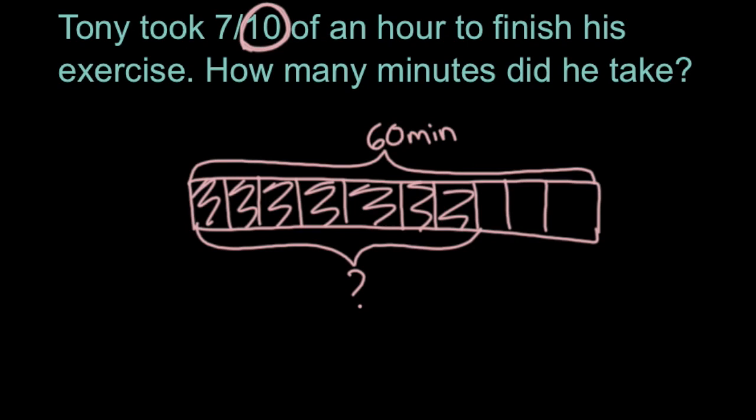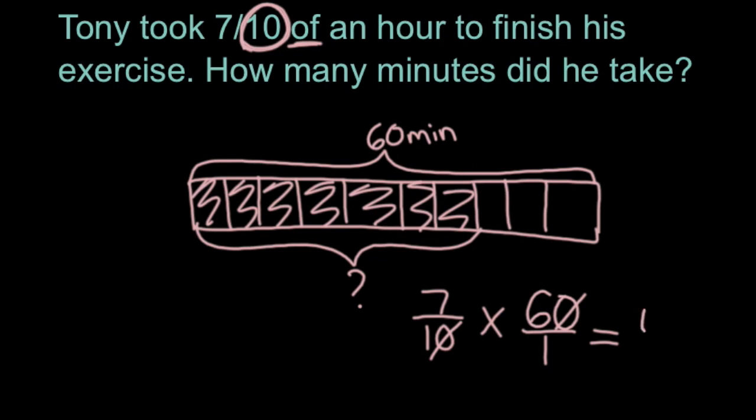Now to find out how many minutes it took him, I'm really finding 7/10 of, which we know means times, of an hour, and we're substituting in 60 minutes so that we convert this into minutes. So 7/10 of 60, when we solve, we can cross cancel here. 10 and 60 are both divisible by 10. So I have 7 times 6, which is 42. Cross out my question mark, and that would be 42 minutes. So Tony took 42 minutes to finish his exercise.